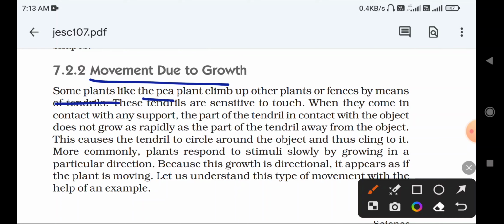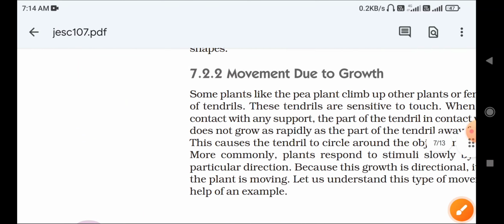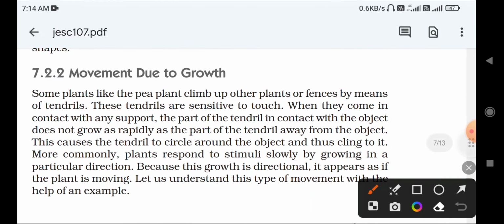Some plants like pea plants climb up other plants or a fence by means of tendrils. So some plants climb on other plants or fences by the tendrils. These tendrils are very sensitive to touch when they come in contact with a support.